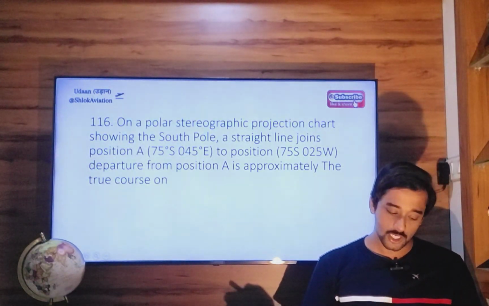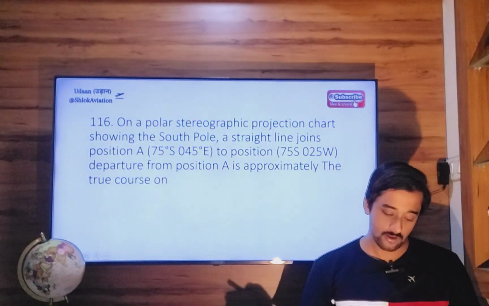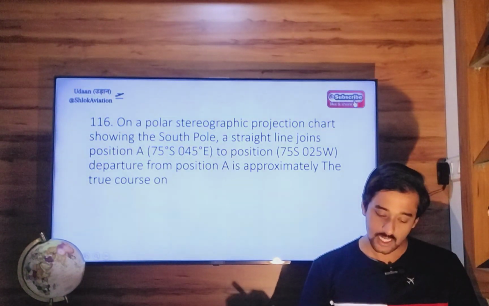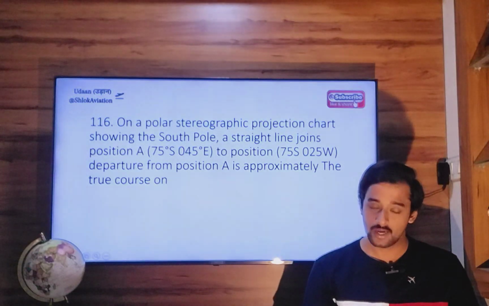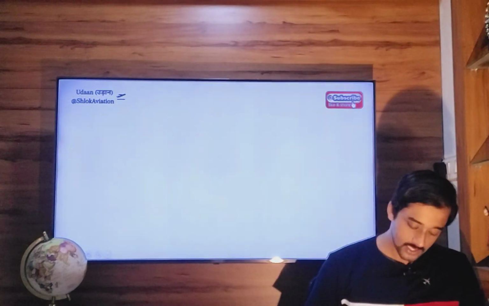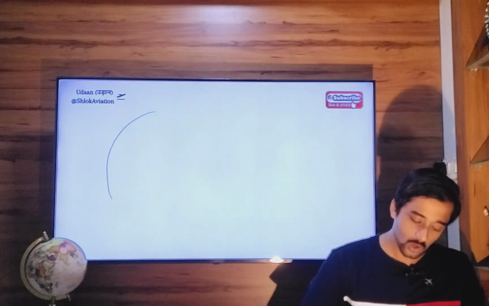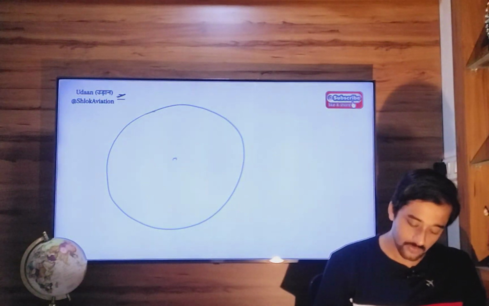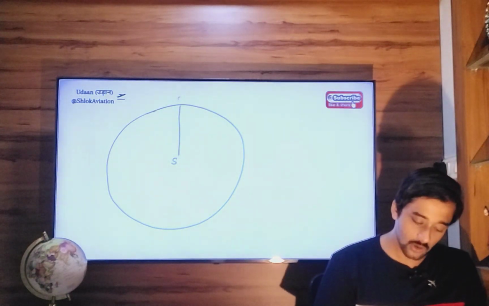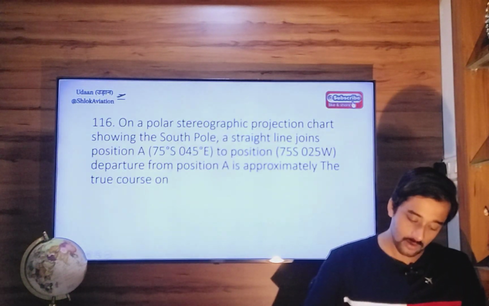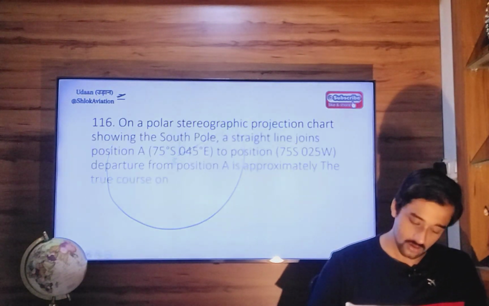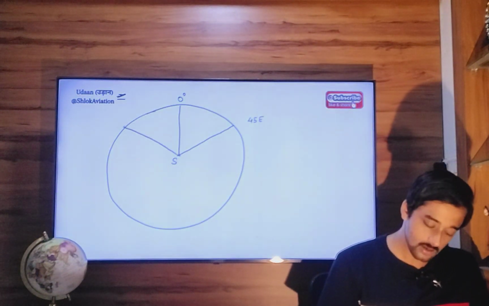Polar stereographic projection showing the South Pole, very important. A straight line joins 75 south, 45 east, and 75 south, 25 west. Departure from position A is what? Again, a similar question, but now we are in the southern hemisphere. South Pole, prime meridian 0 degree, 45 east, 25 west.